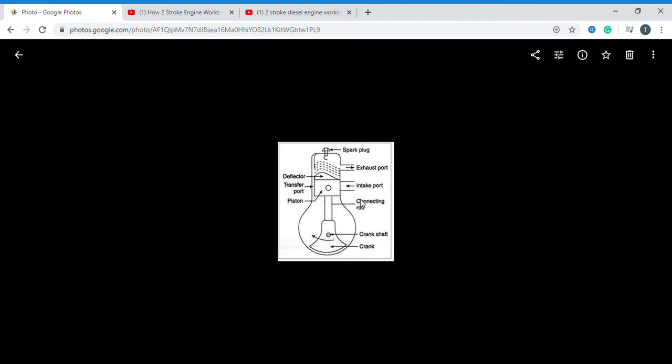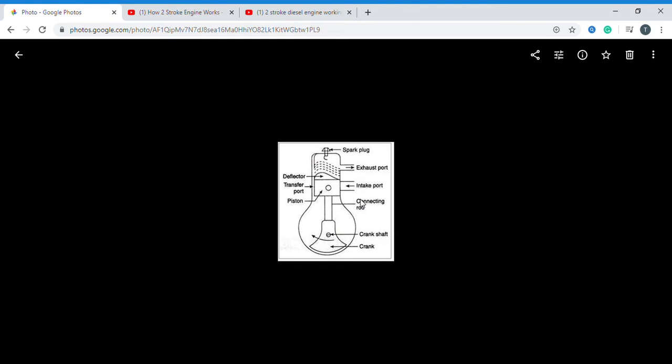In the four-stroke petrol engine, the four working processes are completed within four strokes of the piston. Here in the two-stroke petrol engine, the four working processes are completed within two strokes of the piston movement inside the engine cylinder. That is the important difference you can remember.